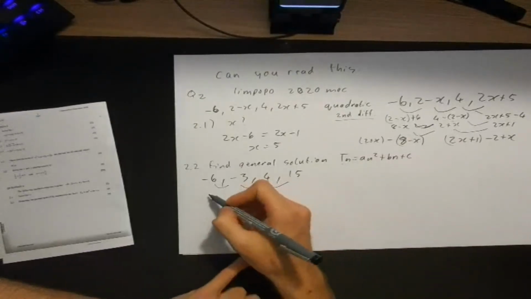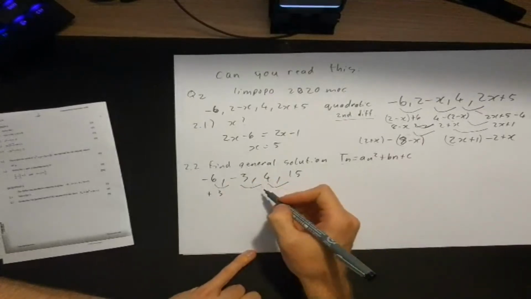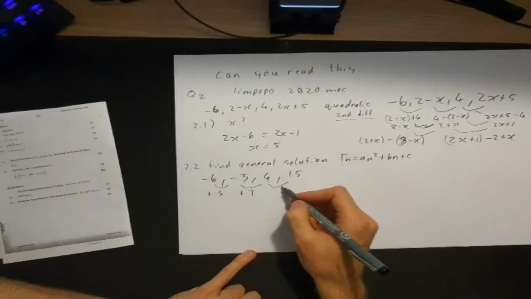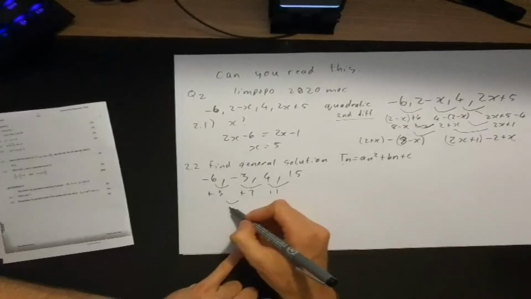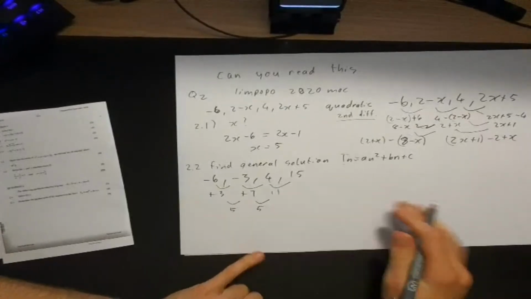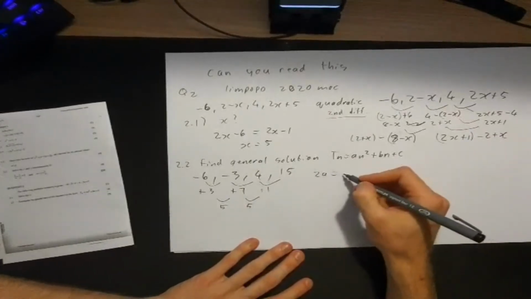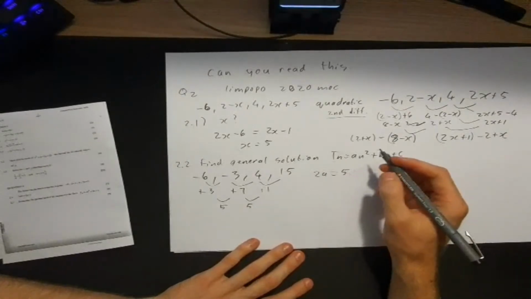So from there to there, we add 3. From there to there, we then end up with 3, 4, so that's plus 7. And then from there to there, we're going plus 11. So the common difference there is 5, as we found. Okay, so therefore we know that 2a equals 5.